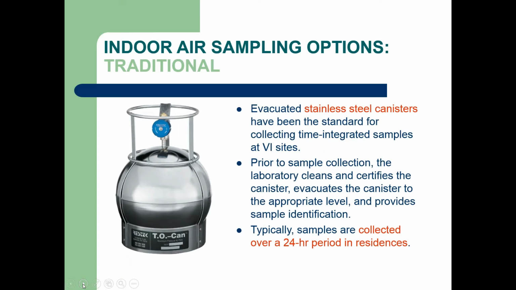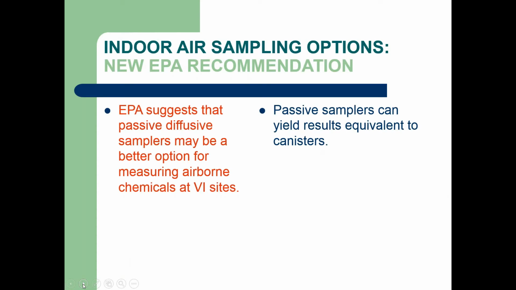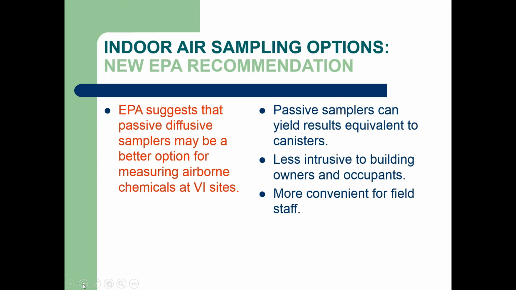Stainless steel canisters have been the traditional sampling device for low-level environmental sampling of VOCs. But now, US EPA is making another recommendation. EPA now suggests that passive diffusive samplers may be a better option, and here's why. Studies show results can be equivalent to canisters. They are less intrusive, more convenient to ship and transport, more economical, and they can often be used for longer sample times than canisters.